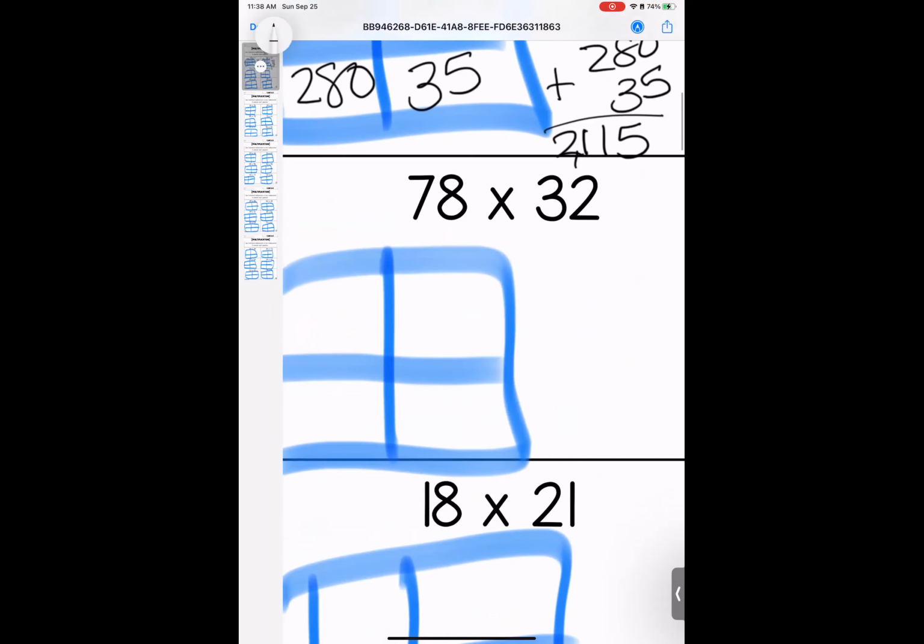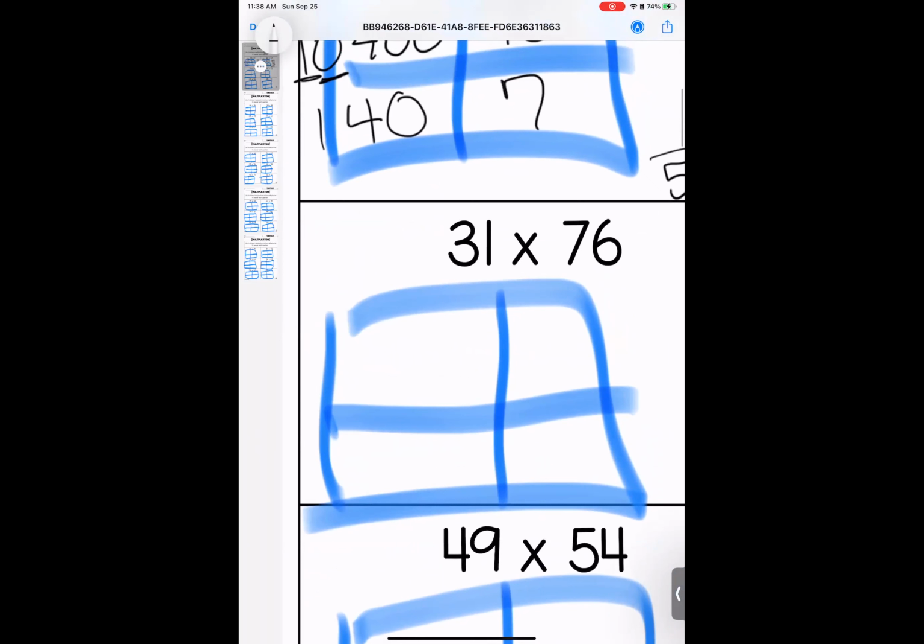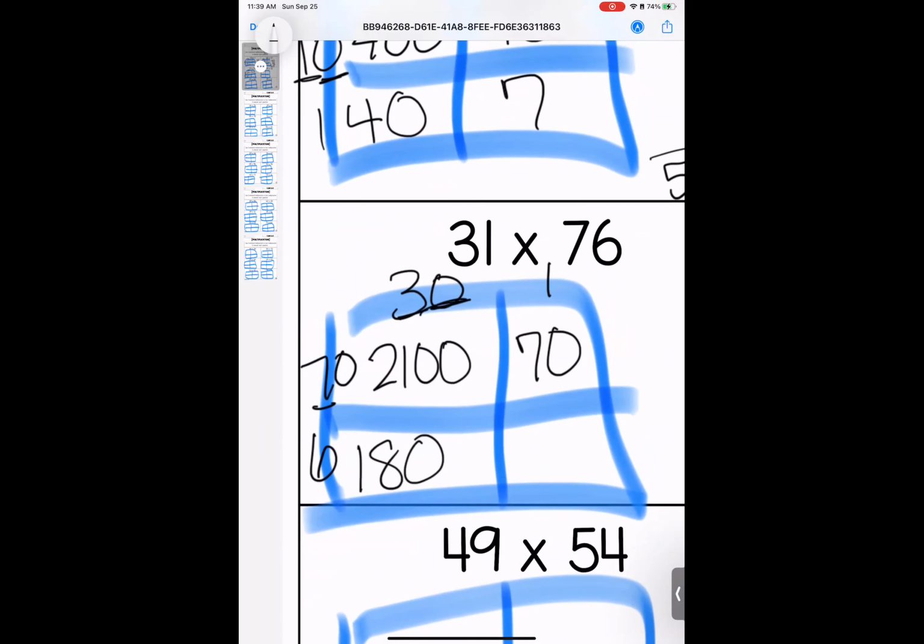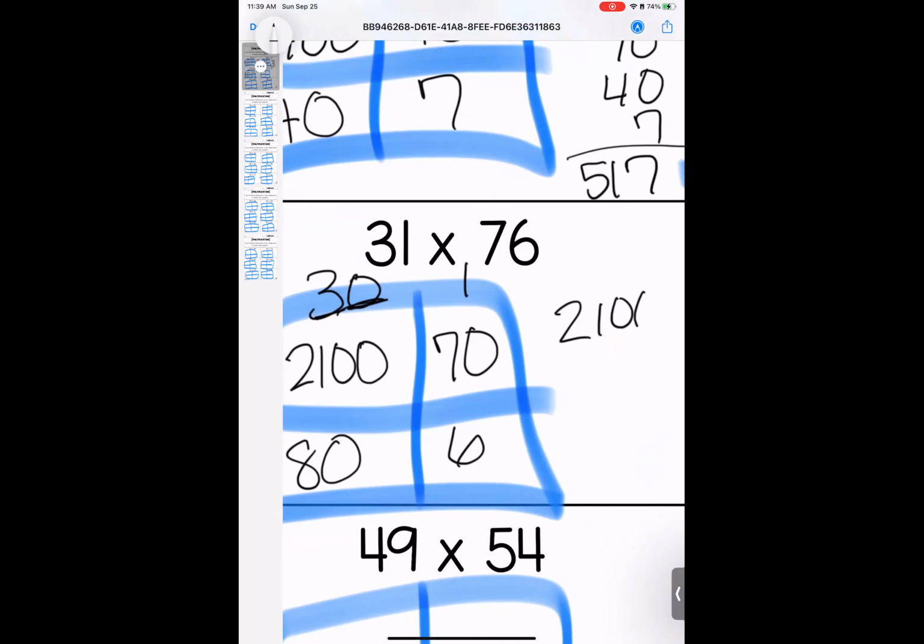Moving right along. 31 broken down is 30 and 1, 76 is 70 and 6. 7 times 3 is 21, we have 2 zeros. 7 times 1 is 7, we have a 0. 6 times 3 is 18, we have a 0. 6 times 1 is 6. When we stack 2,100, 80, 70, and 6, and we're lining up our place value, we have 2,356.